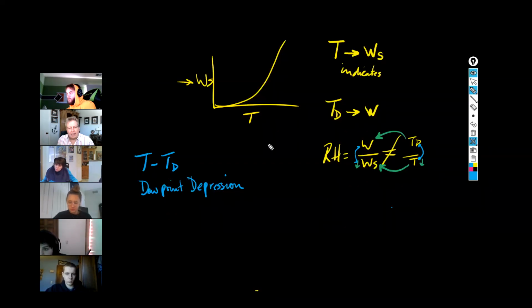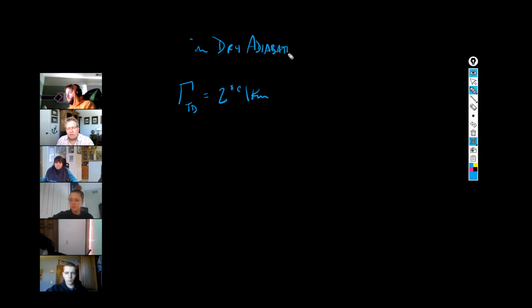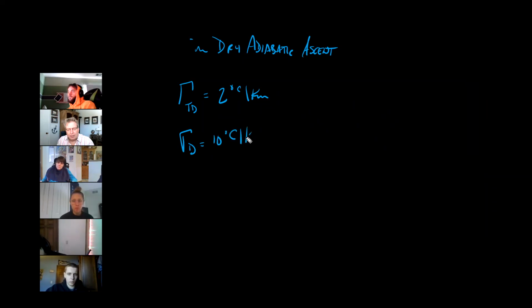So when I go here and I see the dew point going down, the dew point lapse rate, and I don't know how you want to write this. Maybe we could do this. Is 2 degrees Celsius per kilometer, and this is in dry adiabatic ascent. The dry adiabatic lapse rate is 10 degrees Celsius per kilometer. That's the temperature. Right? Temperature of the dew point.